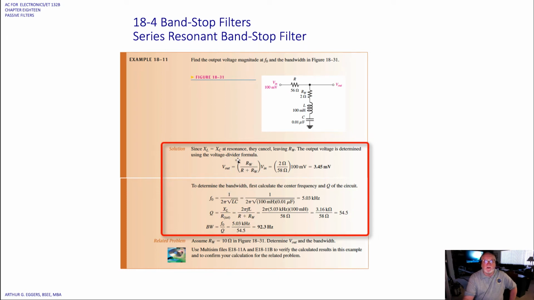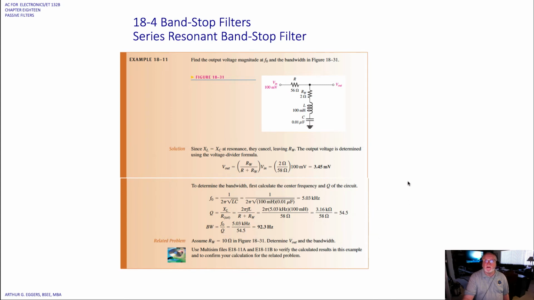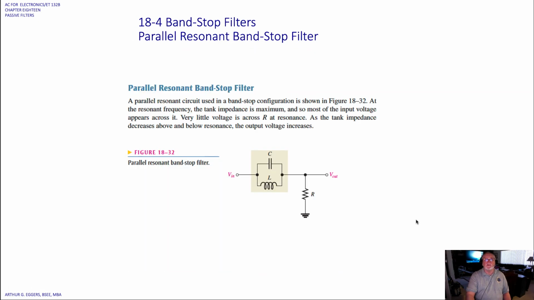We've got our voltage divider, we've got our solution for the center frequency, we've got our solution for Q. From Q and the center frequency, we're able to solve for the bandwidth. Mark this down in your notebook and keep track of it along with the formulas.